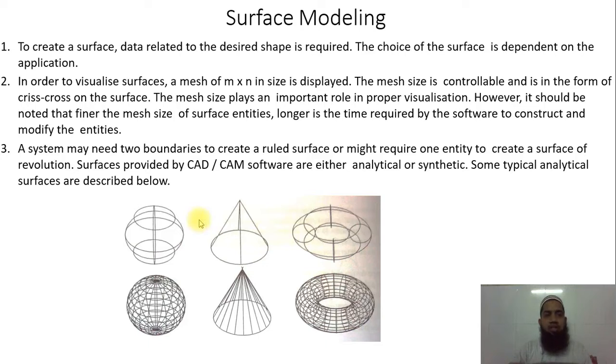However, it should be noted that the finer the mesh size of a surface entity, the longer the time required by the software to construct and modify the entities. The system may need two boundaries to create a ruled surface, which we will see in the next slide, or might require one entity to create a surface of revolution, which also we can see in the next slide. Surfaces provided by CAD/CAM software are either analytical or synthetic, as we have already seen. A few analytical entities and a few synthetic entities are there, so in the next slide we will see them.